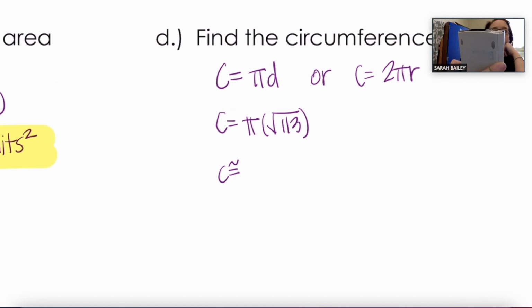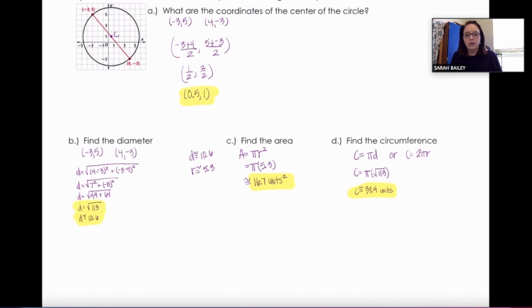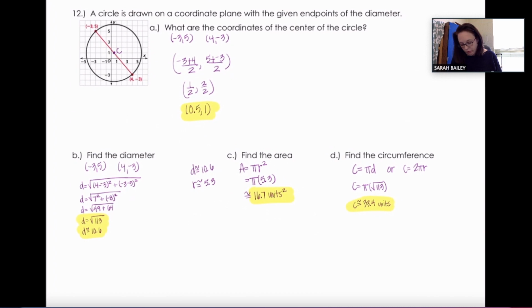Then I hit enter, and I'll round that to the nearest tenth. So what is that? 33.4. So my circumference is about 33.4 units. It's not in square units because circumference is kind of like perimeter. It's not like area. All right, and so that is actually it for number 12.